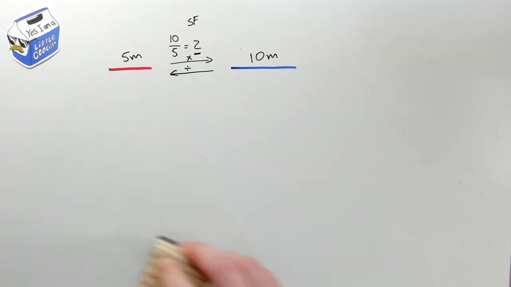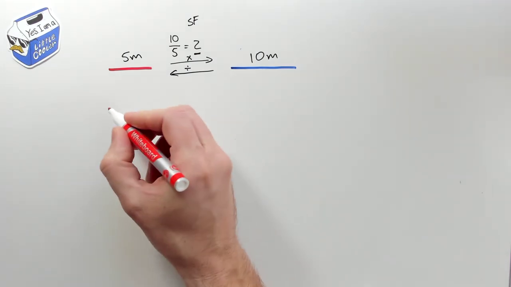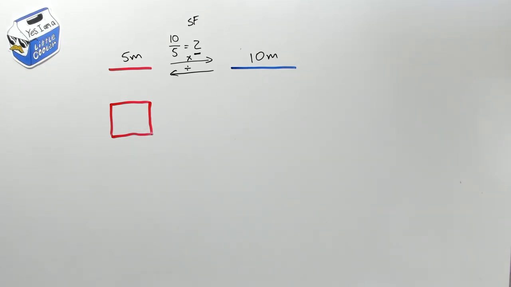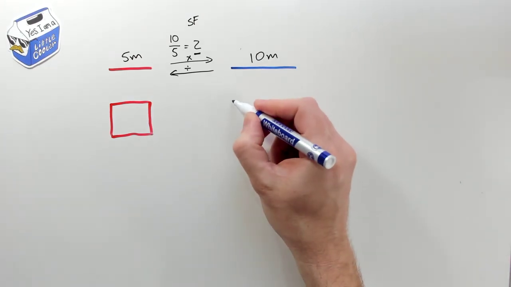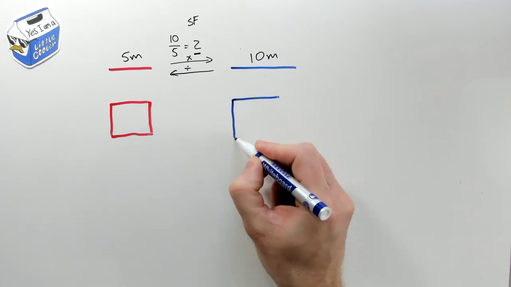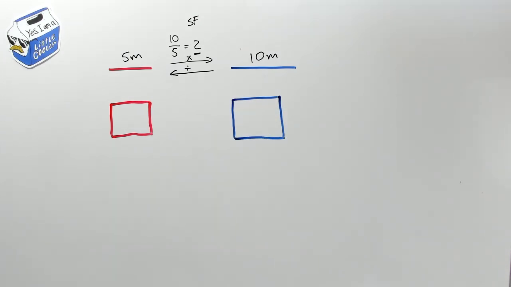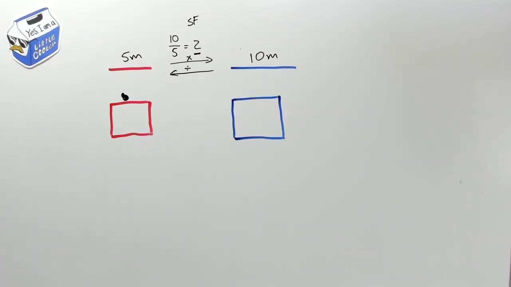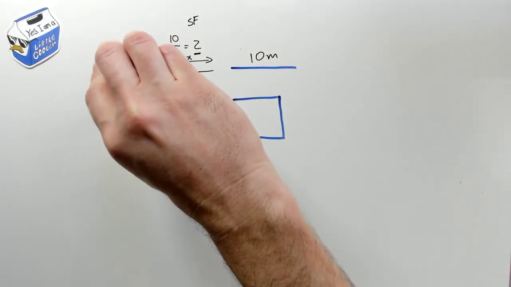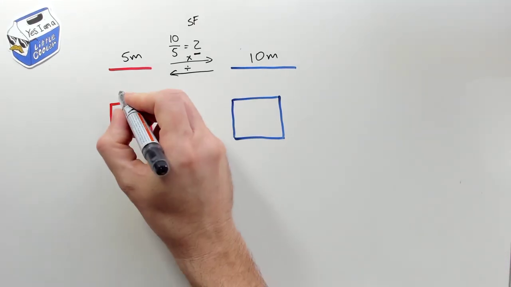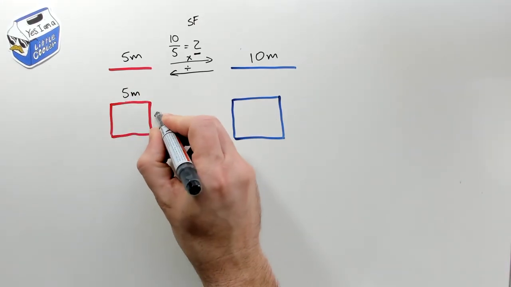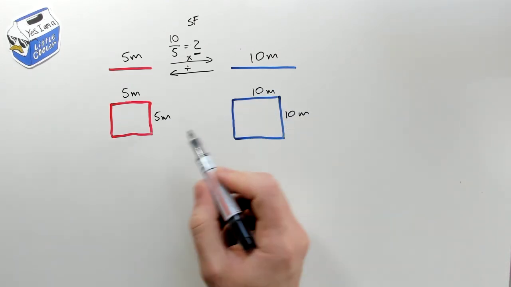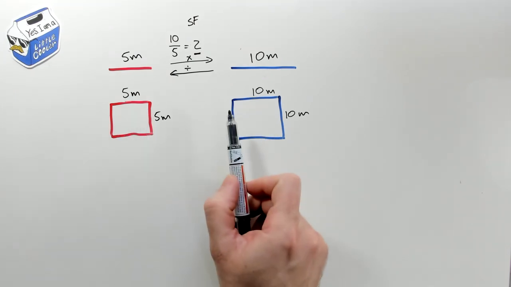But let's say I had a different shape, and now let's draw a little square here. Okay, I promise you that's a square. And another square, which is obviously not according to scale, but this would be the bigger one. And I said this is 5 meters by 5 meters. And here I have 10 meters by 10 meters. So now I have 2 shapes. They are similar shapes because they're both squares.